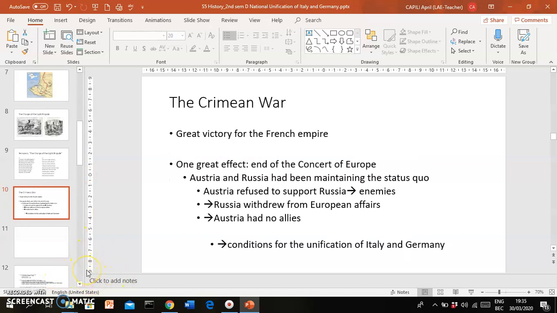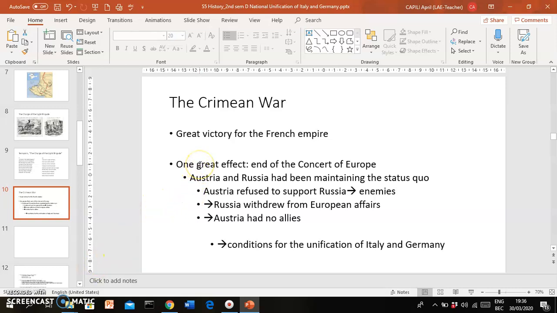So, to conclude this discussion, let me just talk about a couple of consequences, a couple of outcomes. First, it was a great victory for the French. So Napoleon III could claim victory for the French, could claim that okay, the French military is still the most formidable force in Europe.